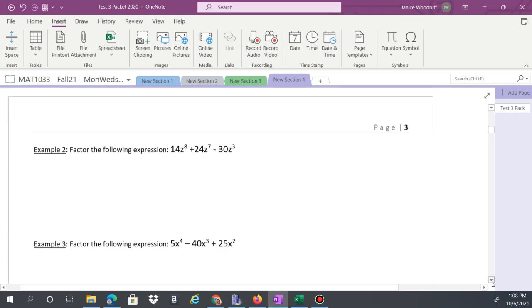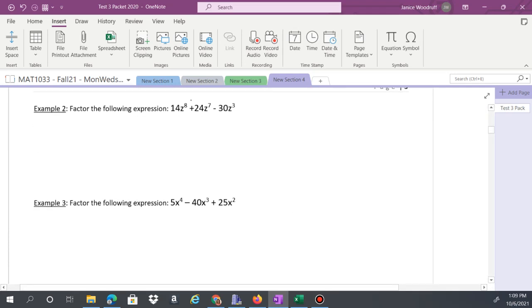Okay, let's look at these examples here. So we have 14z to the 8th plus 24z to the 7th minus 30z cubed. So let's see, these are each divisible by, is it just 2? I think so. Yep, 2. Do they all have a z? Yes. What is the smallest exponent? 3. So 2z to the 3rd. So we'll divide each term by 2z to the 3rd.